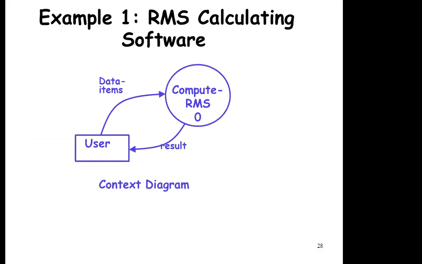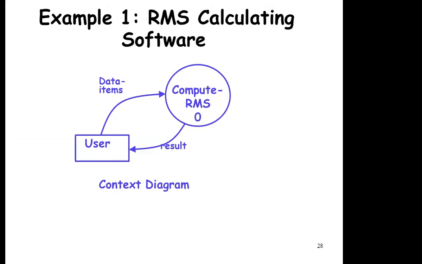Here, any user is there. I will give all the data items here, meaning 3 items are required, 3 numbers 1, 2, 3. That will be given to your RMS software, which will compute the RMS. The verb name is compute RMS. The 3 integers will be given and it will display the output. But how? Now this bubble has to be further exploded.